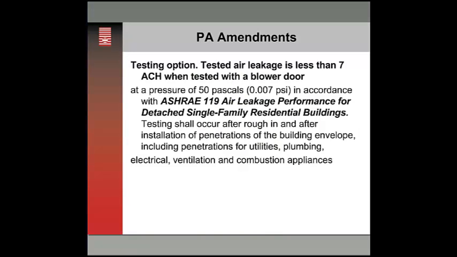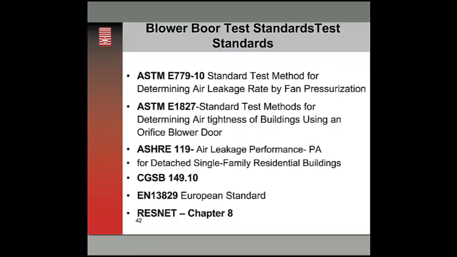And Pennsylvania came in. They kept it at 7, and they actually cited ASHRAE 119, air leakage performance for detached single-family residential buildings. So they cited another test. Again, some of those other blower door test standards: 779, 1827, ASHRAE 119, the Canadian General Standard Board 149. There's a European test standard, EN 13829. That's the passive house standard, used by passive house testers. And then there's ResNet Chapter 8.